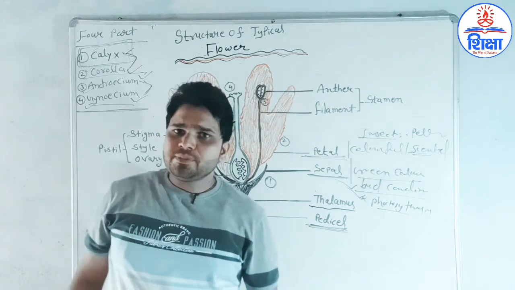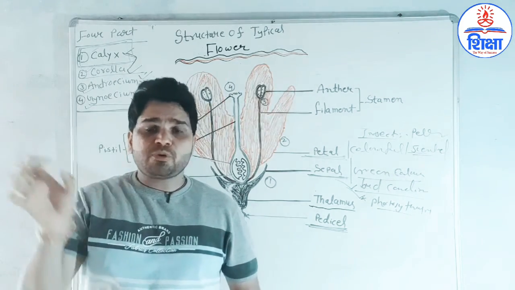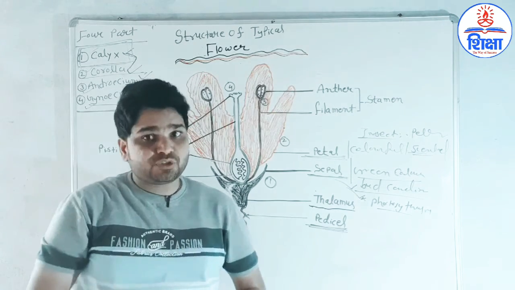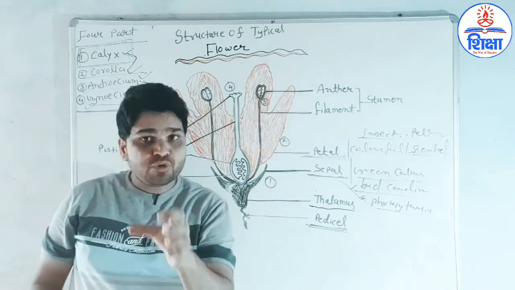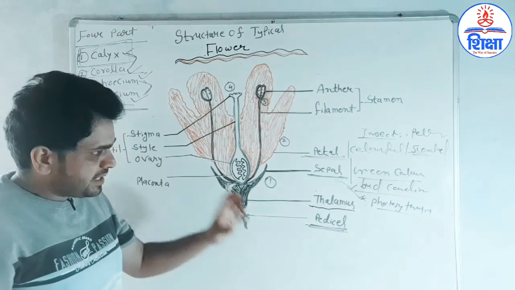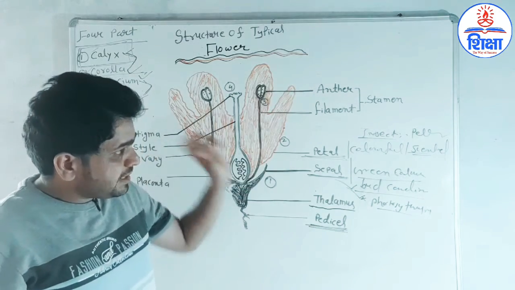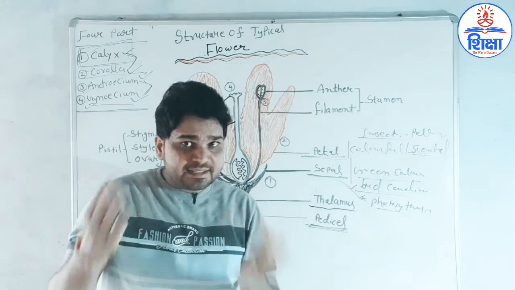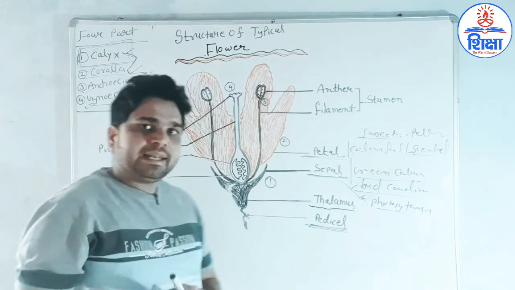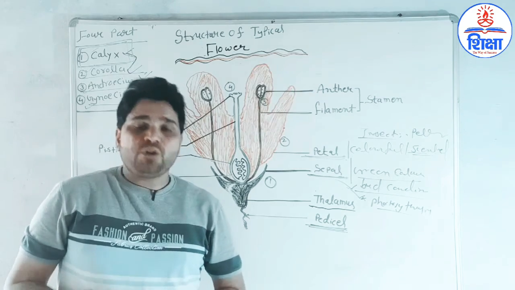You know very well about the process of pollination. Students, about 70% of total pollination is done by insects. So the petals attract insects for the process of pollination. The sepal's function is to protect the flower in bud condition, and the petal's function is to attract insects for the process of pollination. The third whorl of the flower is called androecium.